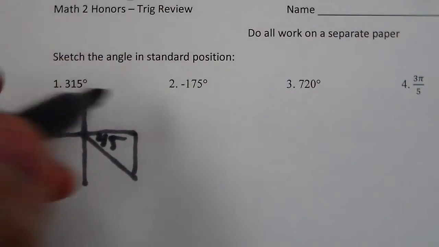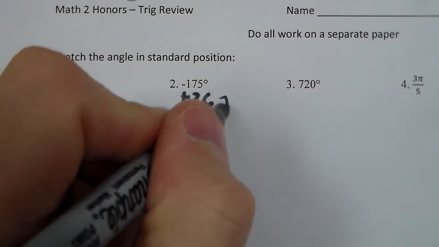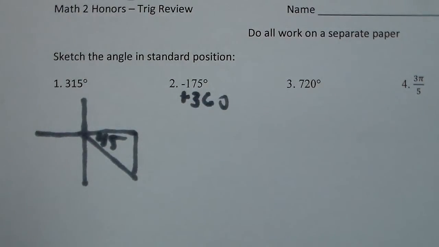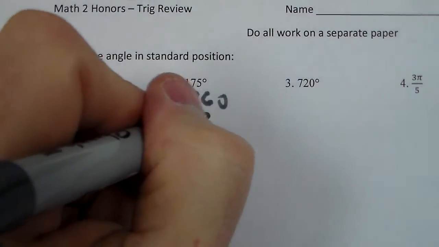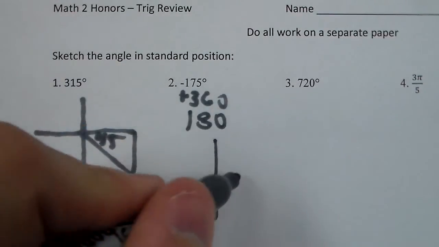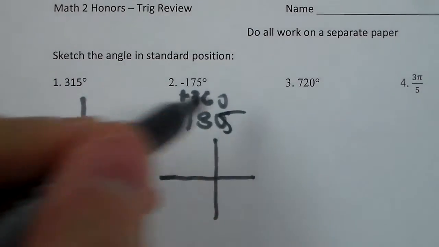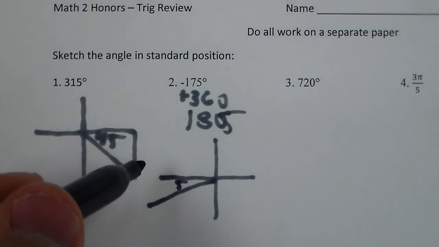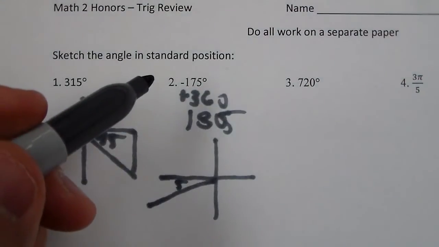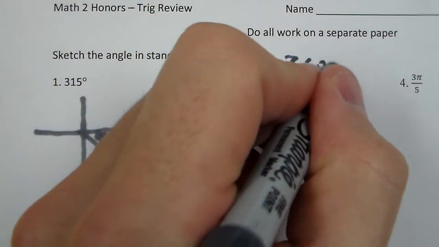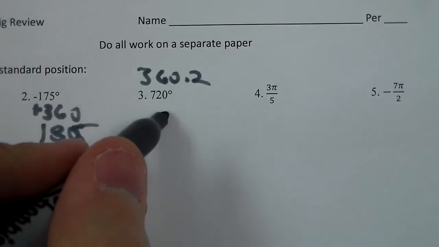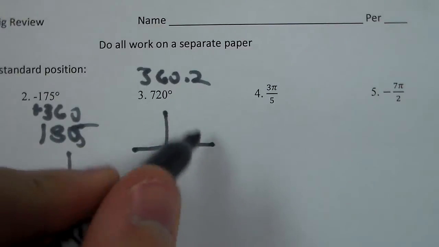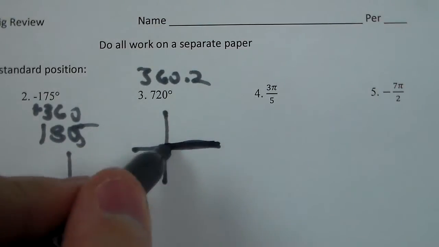Now negative 175, if you want to add 360 to that, that gives you 185, which does give us a better idea of this being in quadrant 3 with 5 degrees past the 180. 720 is 360 times 2, so that means it goes around once, around twice, and then settles back on this original initial side.